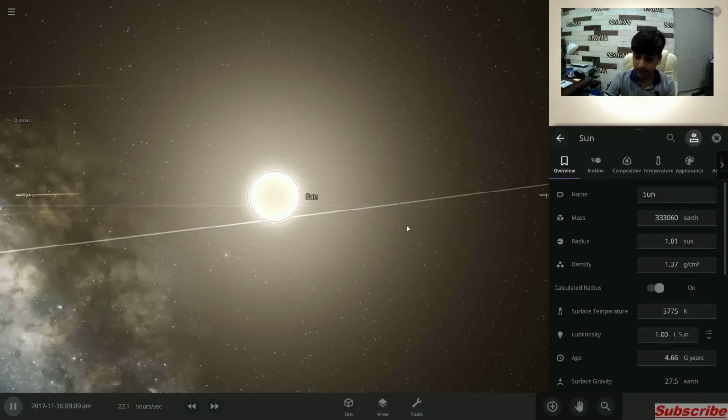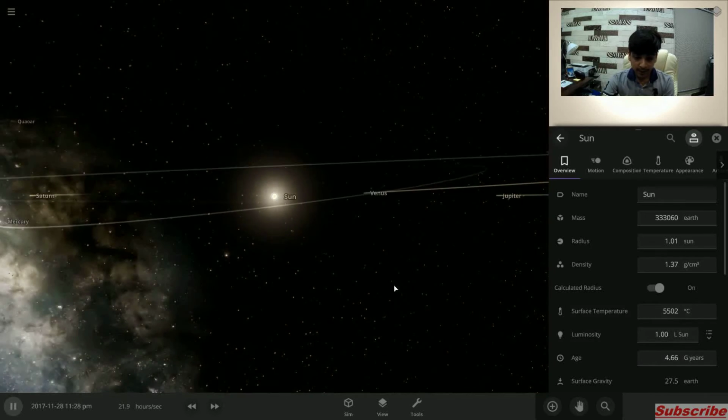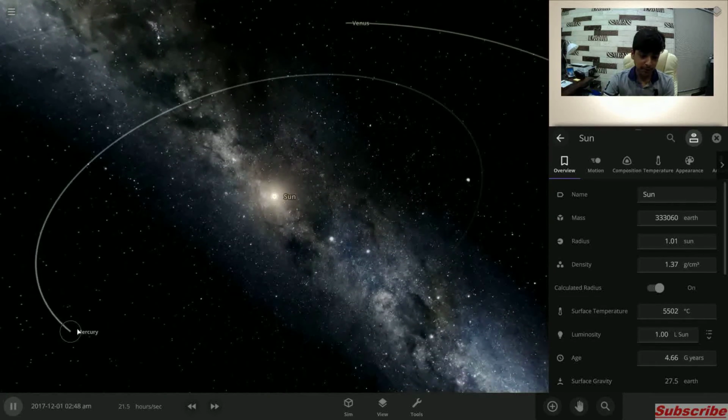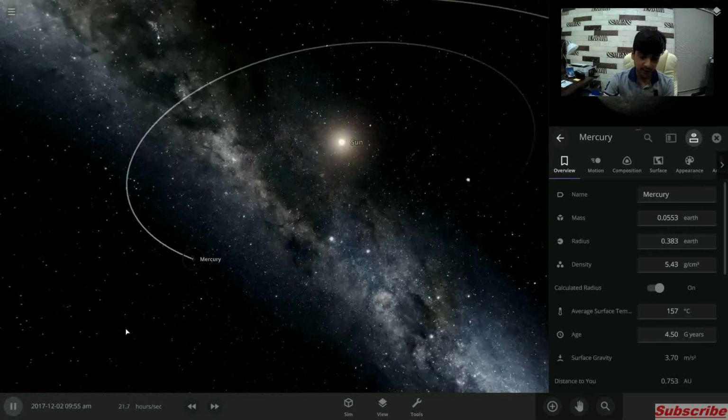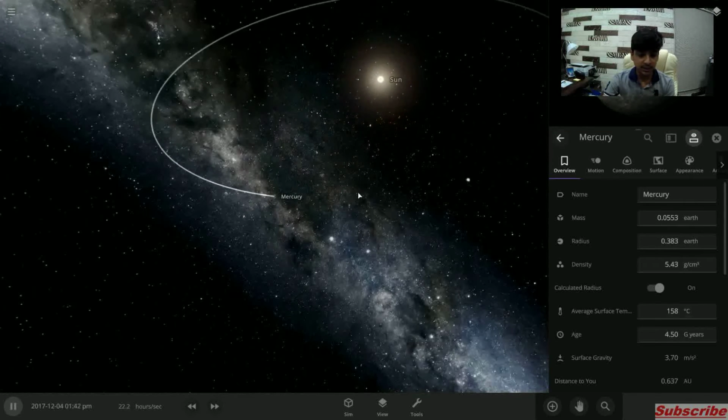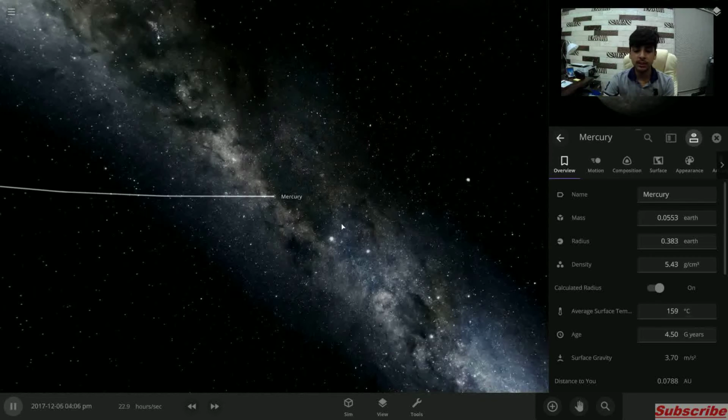I don't know what's about that. Its surface temperature is, I'm gonna change it to Celsius, 5,502 Celsius, and its age is 460.66 galactic years. Now let's go over to the closest planet to the Sun, and also the smallest, Mercury.